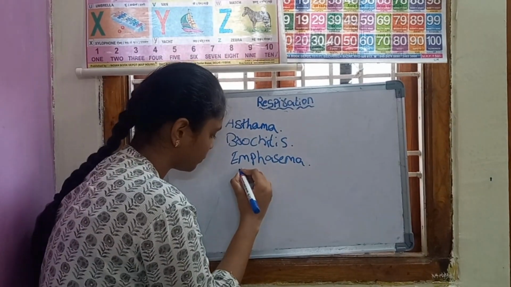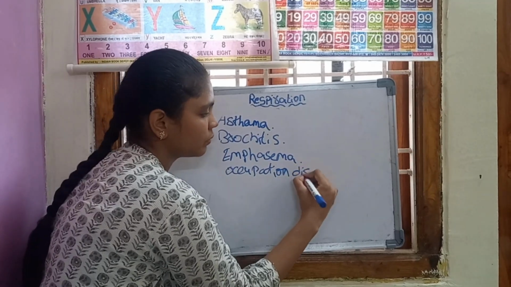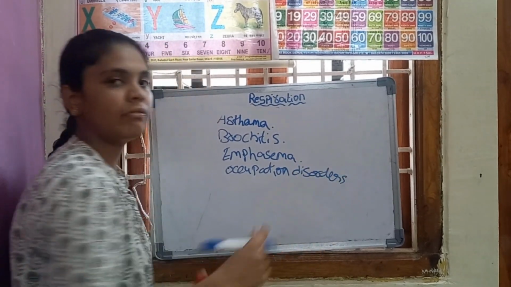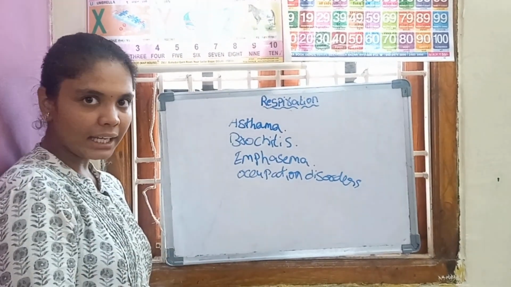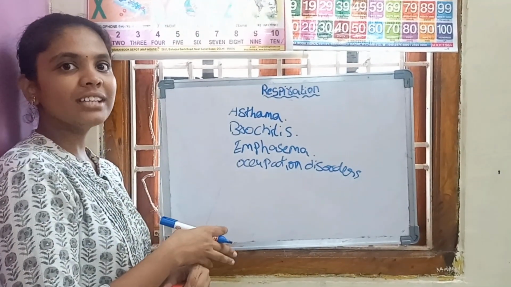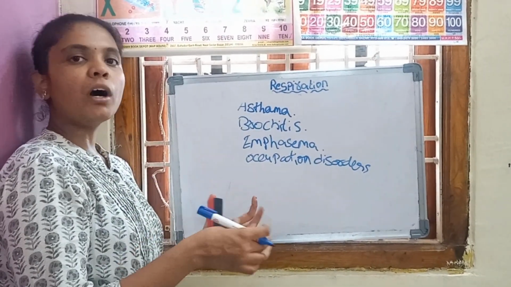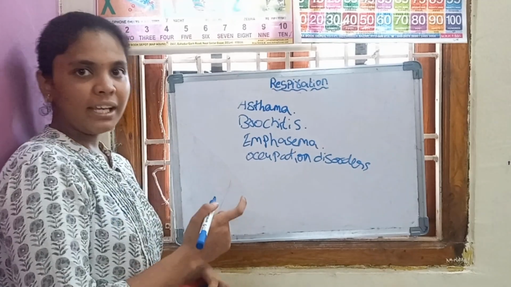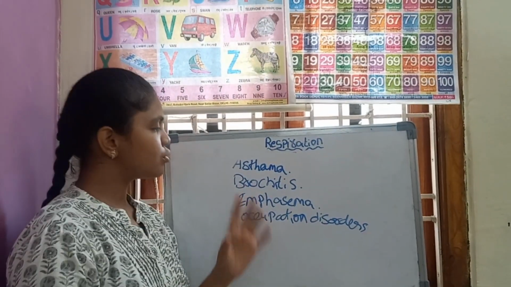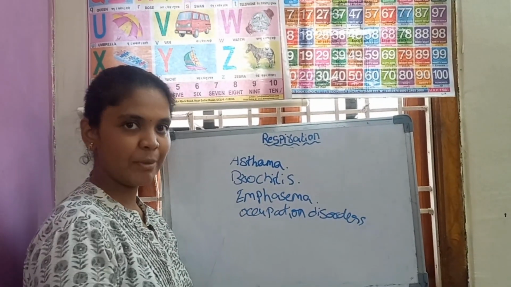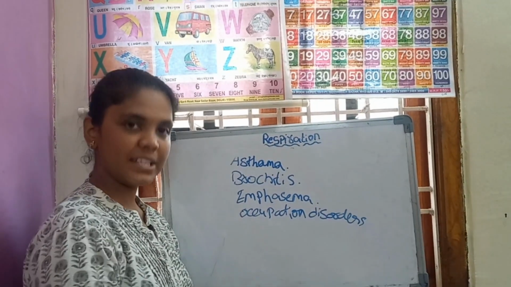And next, occupational disorders. According to the place where we work, suppose we work in a place where there are a lot of dust particles, where we need to break rocks and so on, due to that dust we are going to get breathing disorders. People working in coal mines or marble industries will mostly be affected by these occupational disorders. So these are all the disorders of respiration.